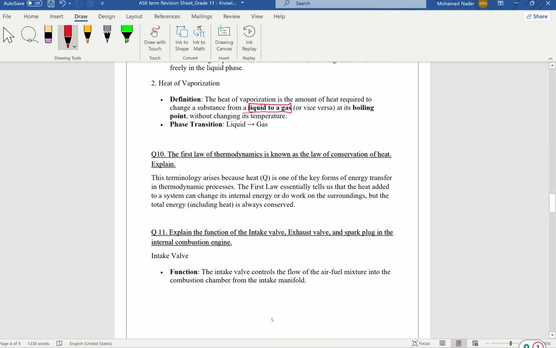What is the difference between the first and second law of thermodynamics? We start with the first law of thermodynamics. It is known as the law of conservation of heat. Why do we call it the law of conservation of heat? Because according to the first law of thermodynamics, the amount of heat cannot be created nor destroyed. It can only be transferred from one shape to another, from one object to another. That's why we call it the law of conservation of heat.